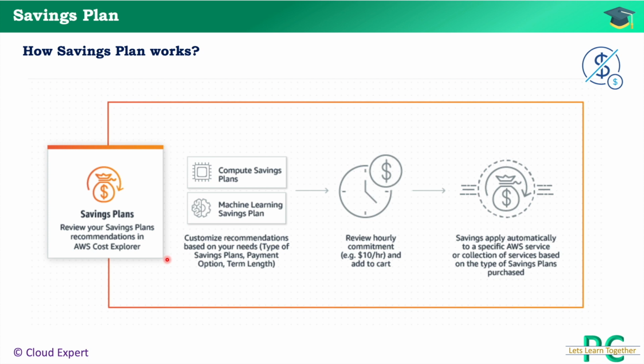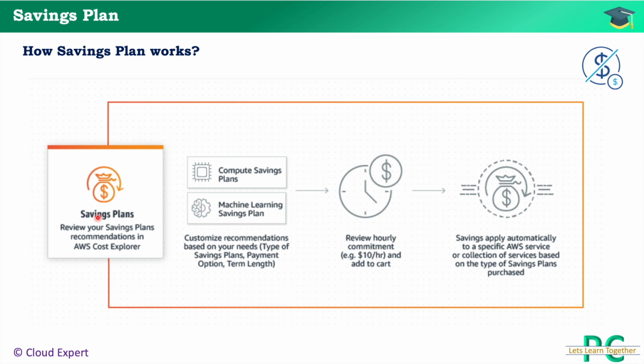Now let's review how Savings Plans work. First, you have to review your usage history. For that, you will go to AWS Cost Explorer. Based on your previous usage, AWS Cost Explorer will give you recommendations on which Savings Plan you should select and what amount you should commit. Because remember, once you commit, you cannot cancel.